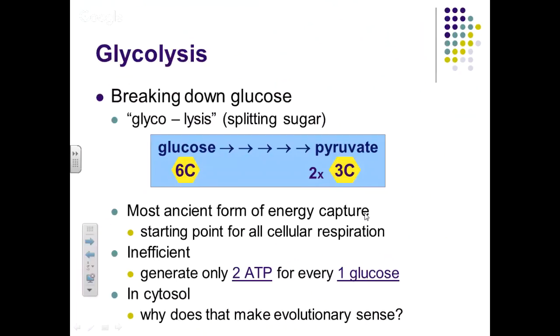Glycolysis is evolutionarily the oldest way that organisms can make ATP.